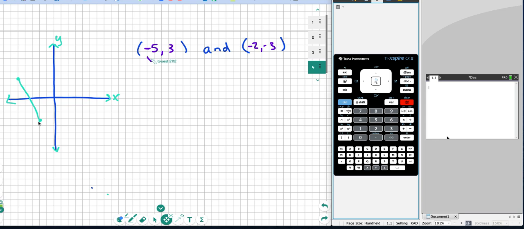This is going to be my x1. This is going to be my y1. This is going to be my x2. This is going to be my y2. And that's based on the order of where those ordered pairs are, reading from left to right. We come to negative 5, 3 first.